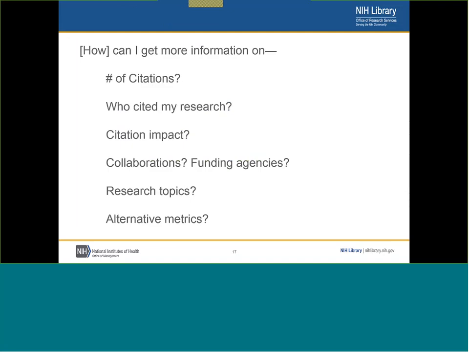So how do I get more information on citations, on who cited my research, my citation impact, on collaboration, funding agency, research topics, alternative metrics, things like that? You won't be able to get that information from either Reporter or PubMed, right? So we really have to rely on other tools, especially those vendor databases, Scopus, Web of Science, or maybe even Insights.